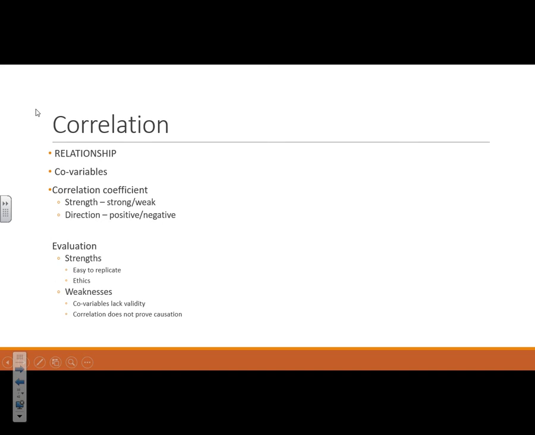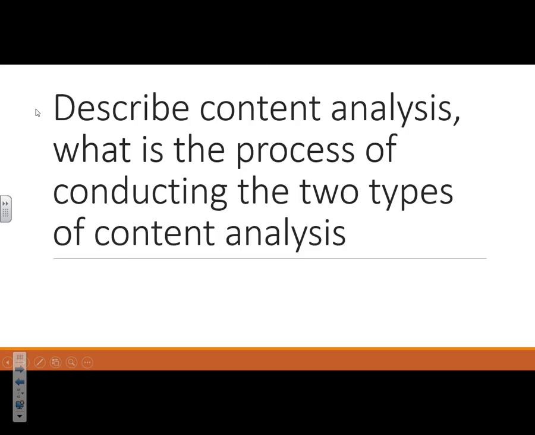So add anything on that you might have missed from correlations, and I think that is, oh no, or almost. So that was the end of all of our AS content. Now we're going to have a quick look at our A2 content. These are things that people really struggled with. So can you describe content analysis, tell me what it is, and then the process of conducting the two different types. So name the two different types and tell me how you would conduct content analysis. Almost every single group asked me about this. So pause the video.